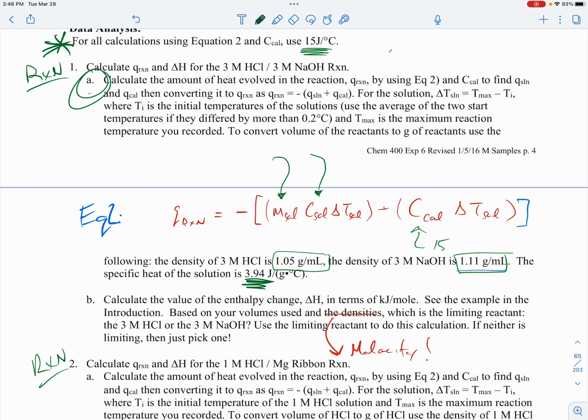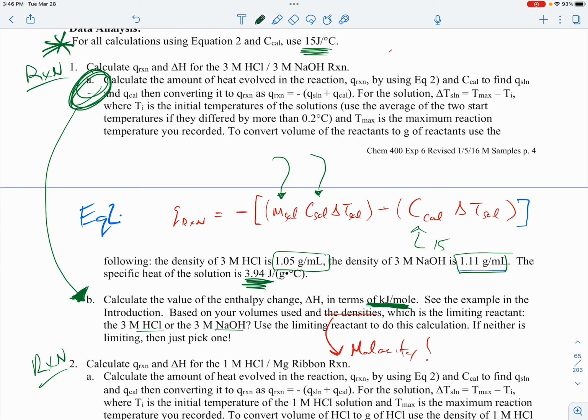Once you have the answer for A, once you have the Q for the reaction, you want to divide that by the moles of reactant to get a Q in terms of kilojoules per mole. The molar amount that you want to divide by is based on the limiting reagent. So depending on whether HCl or sodium hydroxide is limiting, whatever is limiting is the one you're going to divide into your answer for A.